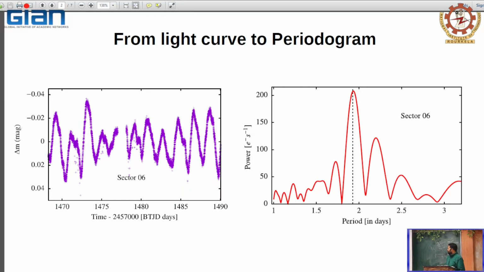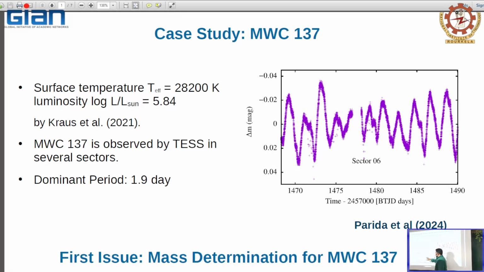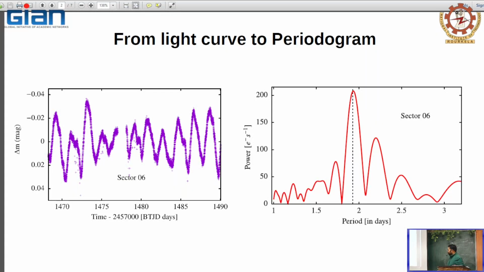Okay, so you see that from the light curve we have the periodogram, where you know what the dominant period in your signal is, and this period is 1.9 day, which is why I have written 1.9 day here. In fact, the same analysis was also done by another research group, and they also found that it is 1.9 day. They did it first and we did it again, and both groups agree that the dominant period is 1.9 day in this star.